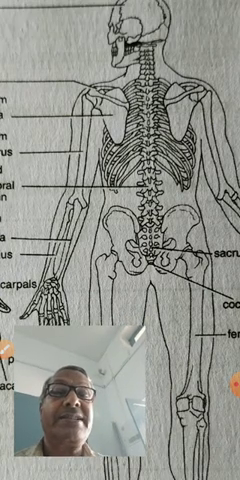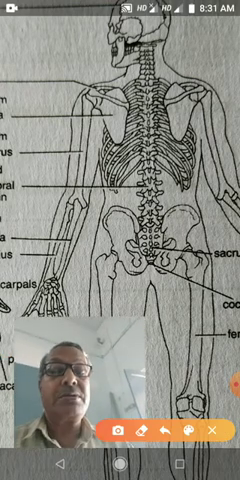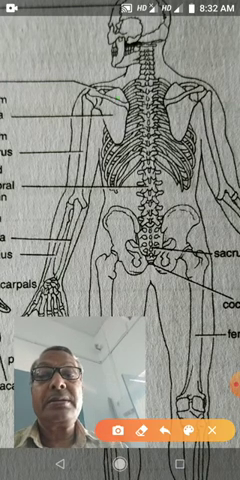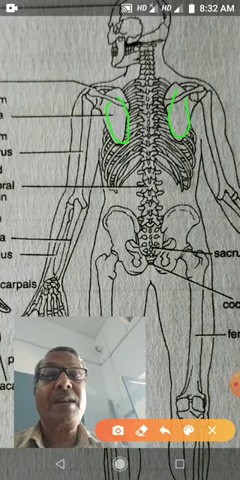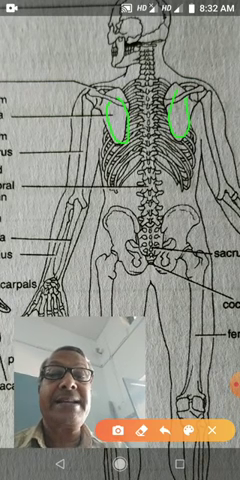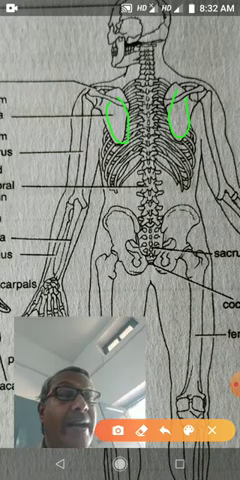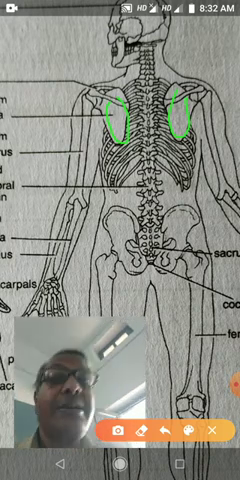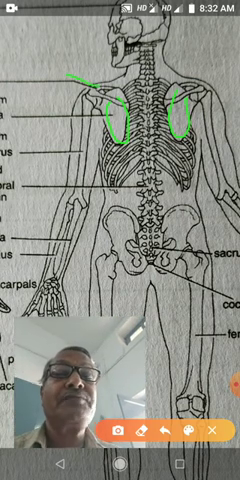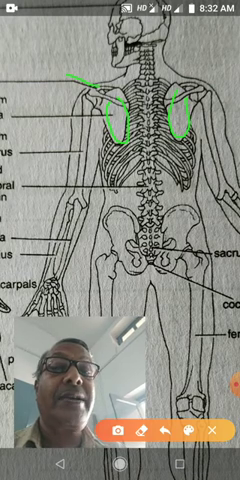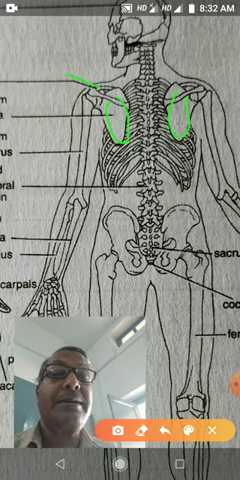Pectoral girdle is made up of two triangular bones. This triangular bone is called the scapula, and beside this triangular bone there is the clavicle. Clavicle is the collarbone. So two clavicles and two scapulae form the shoulder girdle.